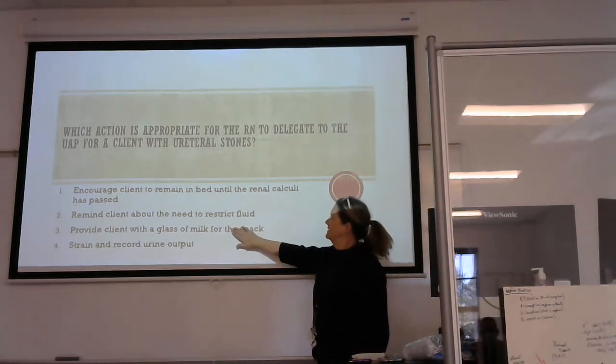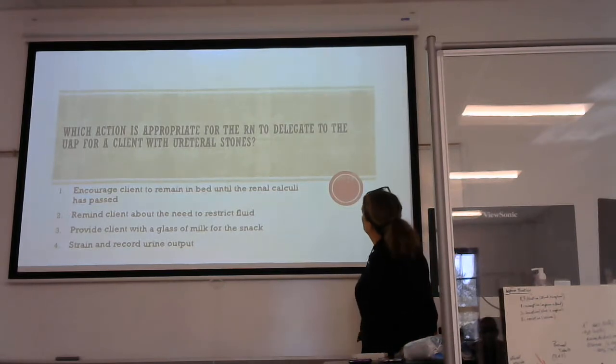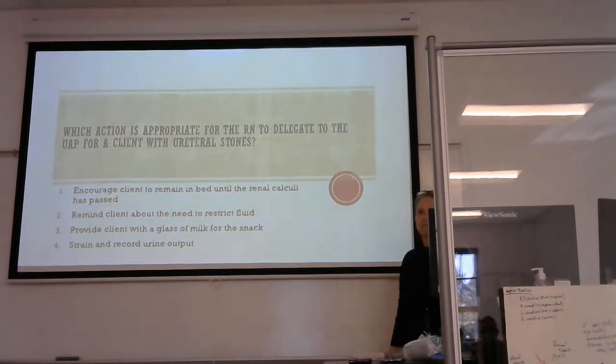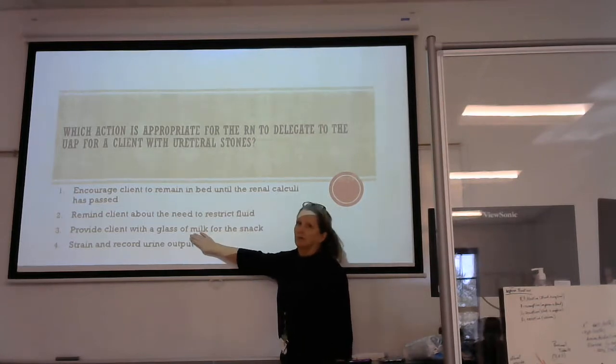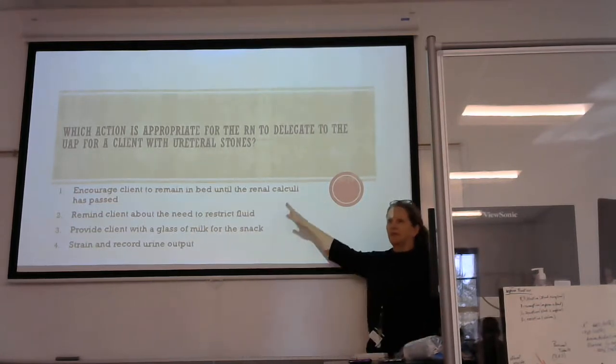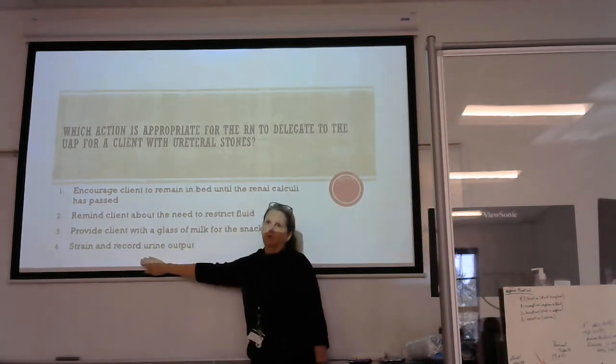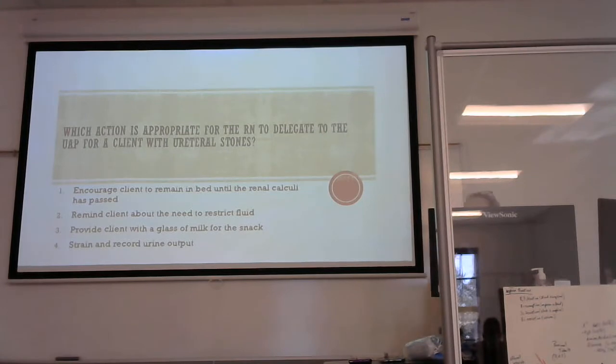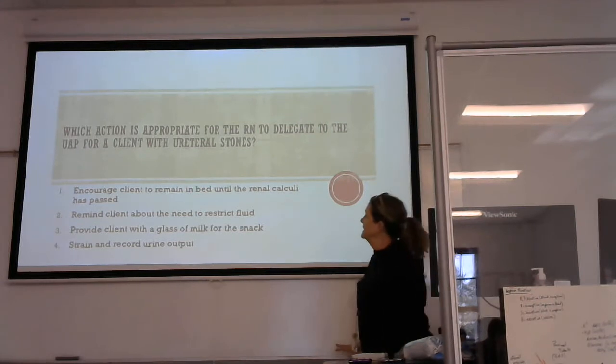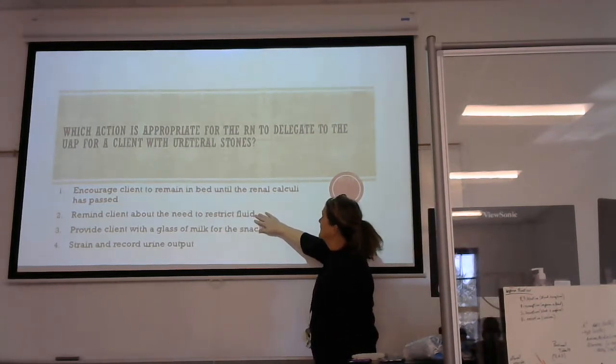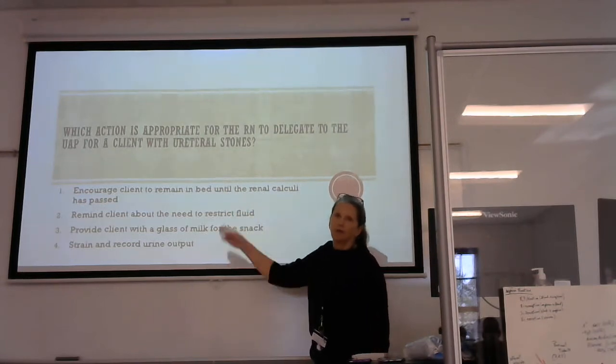Let's think about this one. We don't know what kind of stone we got. Just calls it a ureteral stone. So why would this not be? Because of the calcium. Calcium. So that could be, if that's a calcium stone. So we want to find out what that stone is. We'd strain and record urine output. So we'd strain the urine, send it for testing. Now, if I've already got what kind of stone it is, that would change that question completely. I'd have to find a right answer. Because we definitely don't want to restrict fluid, we want to increase them, and we don't keep them in bed, we want to move them around so that stone will pass.